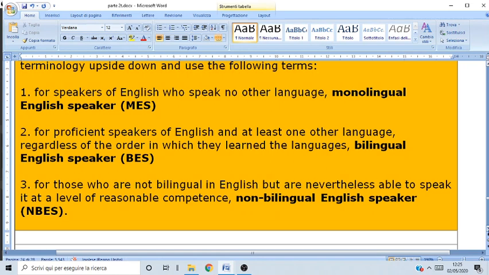Then bilingual English speakers, BES, are speakers who are proficient in English and another language, and it doesn't matter whether English is their mother tongue or not. The order of acquisition does not matter. So if you are proficient in English and in another language, she defines you as a BES.